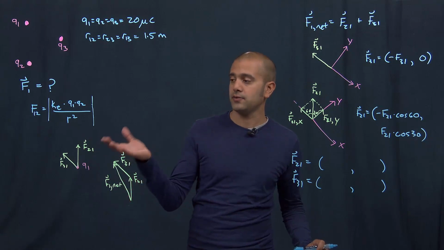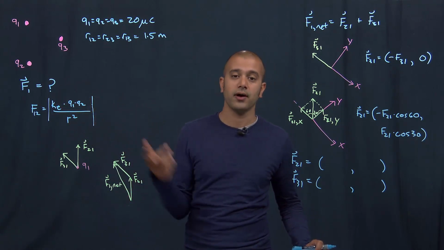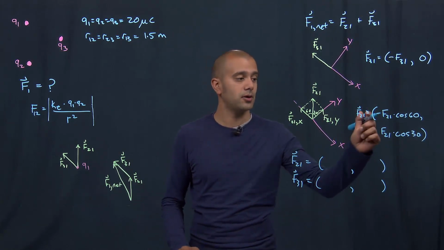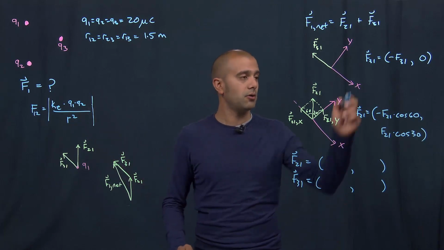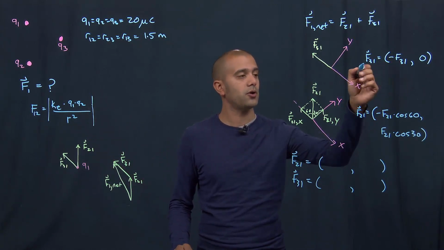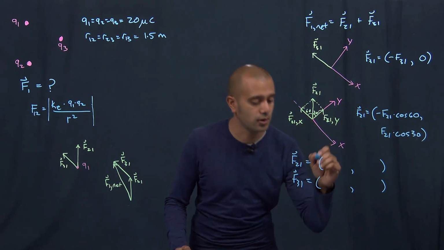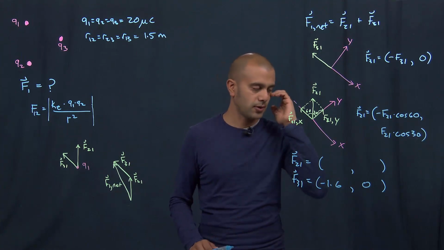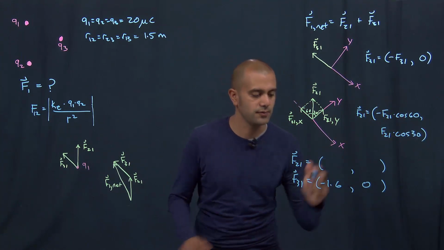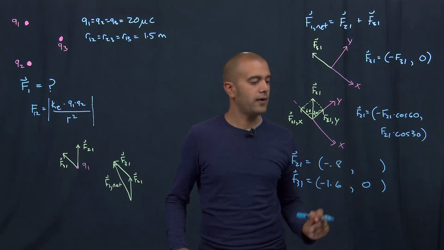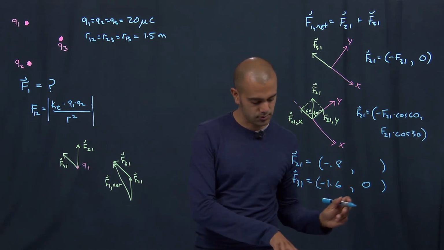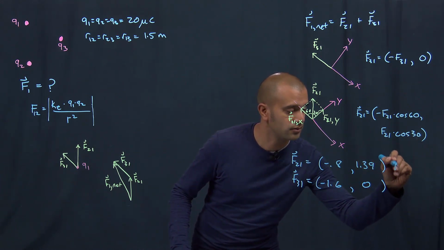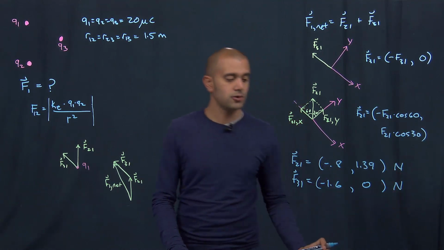So plugging in the values given for the charges, the distances, and the constants, we'll find that the magnitude of the force F31 is 1.6 newtons, which is the same as the force F21 because they involve the same charges and distances. So in particular, because F31 is 1.6 newtons, we know that the components of the vector F31 are minus 1.6 and 0. And then likewise, for F21, we're going to have minus 1.6 times the cosine of 60, which will give us minus 0.8. And then for the y component, you're going to have positive 1.39. And these are all in newtons. So those are the two forces.